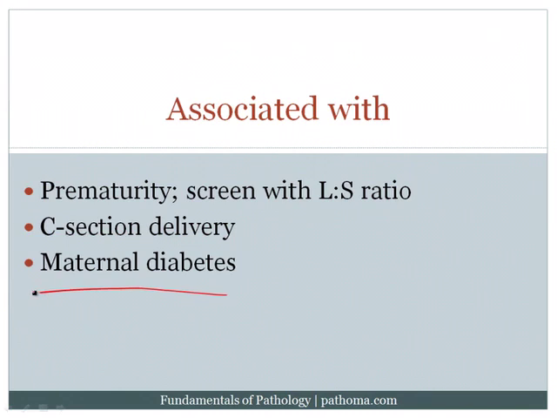The final association is maternal diabetes. The idea here is that if a woman has diabetes, she's got a high blood sugar, that high blood sugar is going to go into the baby, and of course the baby has a normal pancreas. The baby's pancreas will respond by producing excess insulin, and insulin is an inhibitor of surfactant production. So because the baby has high levels of insulin, that's going to result in an increased risk for neonatal respiratory distress syndrome.